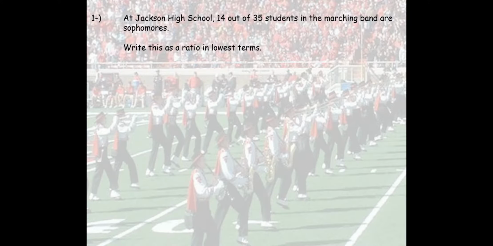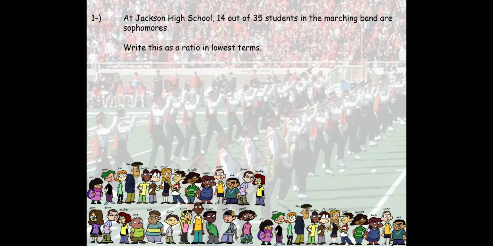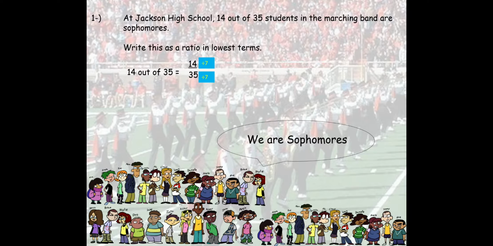Let's go. At Jackson High School, 14 out of 35 students in the marching band are sophomores. Write this as a ratio in lowest terms. So we're going to write 14 out of 35 as a ratio. So 14 over 35, or out of 35. Here we have to find it in lowest terms. 14 and 35 we can divide by 7 because they're both divisible by 7. So we get 2 out of 5.